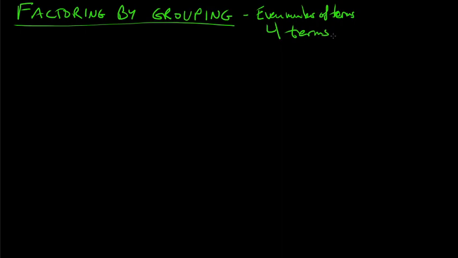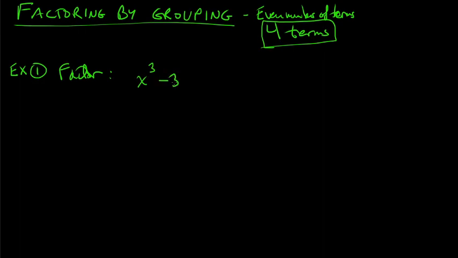So when you have 2 terms, it's just GCF again. Here we're focusing on when we have 4 terms. Okay? So here's an example of that. Suppose we want to factor the following. Say we have x cubed minus 3x squared plus 2x minus 6.